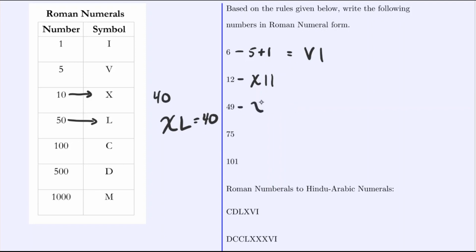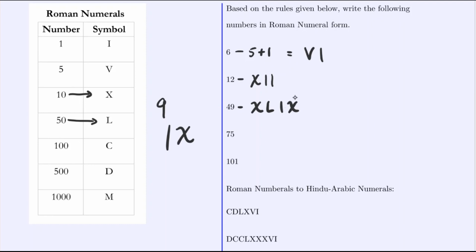So we're going to start with XL, and that takes care of the 40. And then we also have to account for the fact that there's 9 ones. So to write 9, we get to 10 in X, and then we just take away 1. With the subtractive feature, we put the 1 symbol before the 10 symbol.